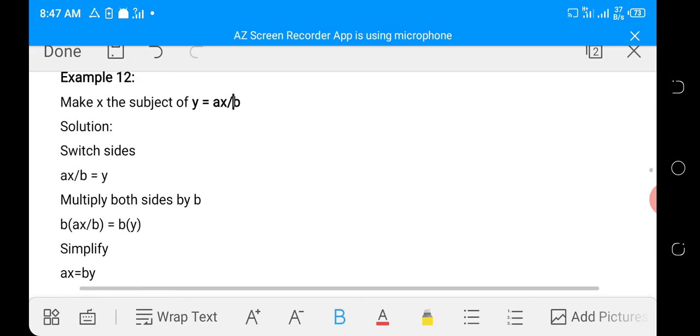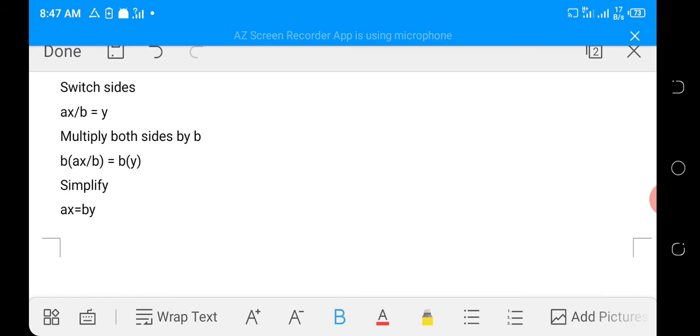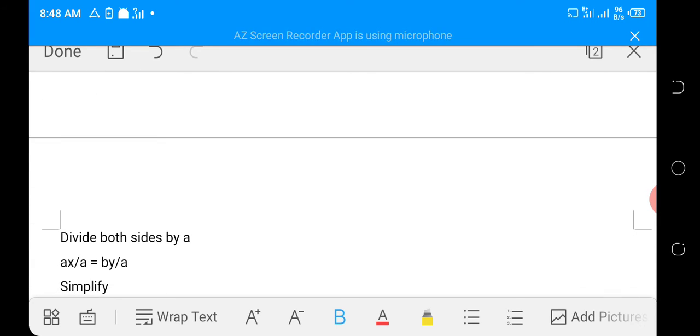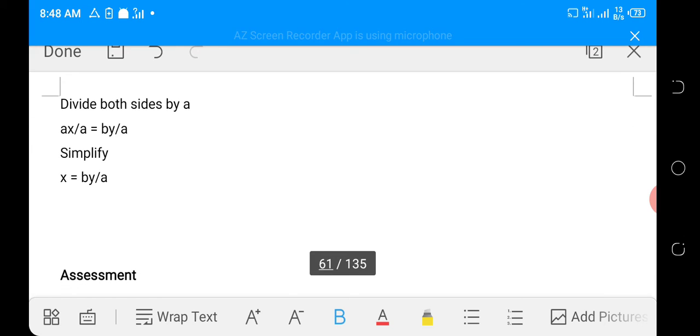And that is going to give us b into bracket ax over b, bracket close, is equal to b times y. When this is solved, we have ax is equal to by. The next thing now is to divide both sides by a to get our x. So dividing both sides by a, we have ax over a is equal to by over a. When this is simplified, we have x is equal to by over a.